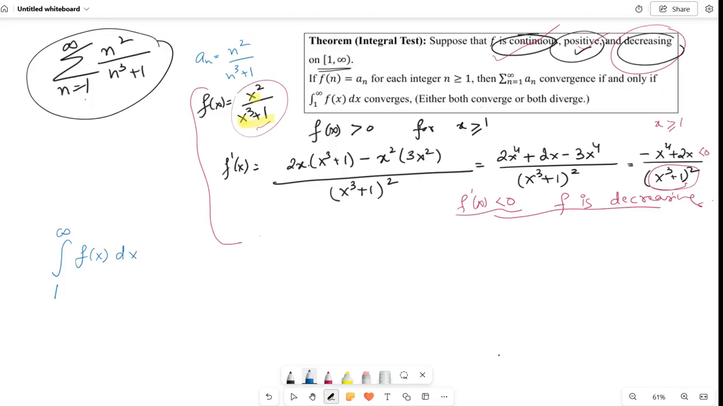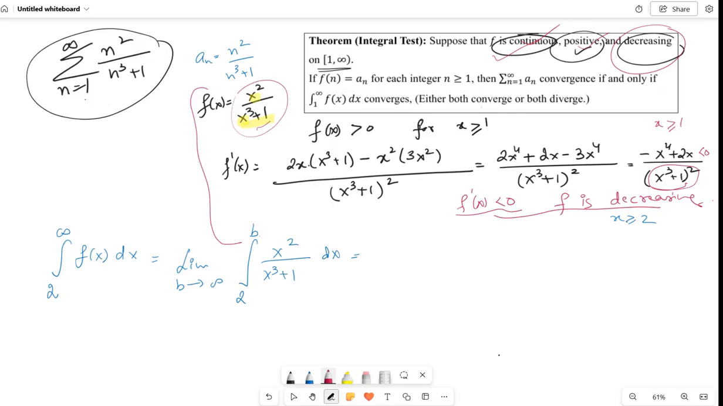Now, an important point: we notice that f is decreasing after x is more than or equal to 2. So we need to do the integral from 2, okay? But just one extra term is not going to change. They both still are converging or diverging in the same way because of the integral test, okay? So we need to find this integral. This needs to be done using an improper integral. So in place of infinity, we're going to put some b here and we're going to say b is approaching infinity. The function is x squared by x cubed plus 1 dx.